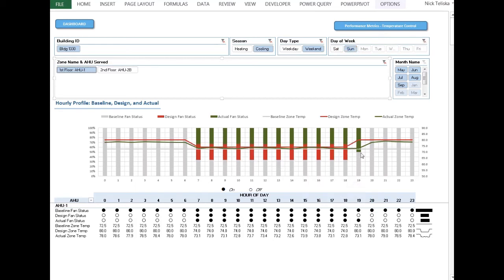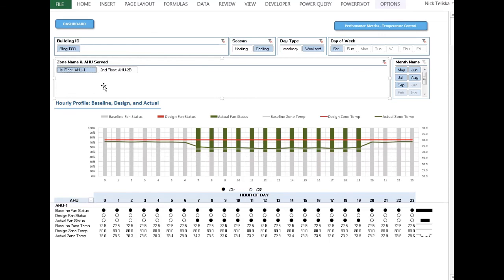And except for that extra runtime at the end of the day, things generally look okay. Take a look at Saturday. And here it is clear that the zone and air handling unit are operating in the occupied mode for a part of the day when it was not designed to do so.